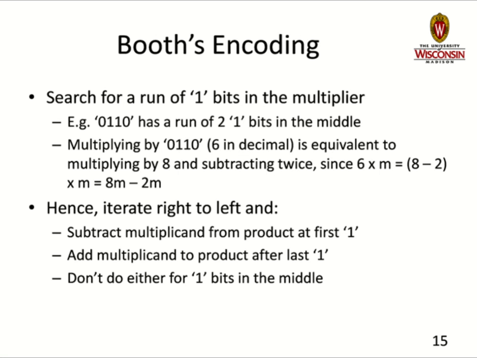So to generalize this algorithm for any number of bits, we basically are going to iterate from right to left, or from the least significant bit to the most significant bit. And every time we encounter the first 1, we're going to do a subtraction. And then when we've gone past the last 1 in that run, we're simply going to do an addition of the multiplicand to that product. And that's going to basically now effectively do exactly what we did in the example above. And then as long as we're in the middle of that run of 1 bits in the multiplier, we're just going to do nothing. And the same is true also for runs of 0 bits.